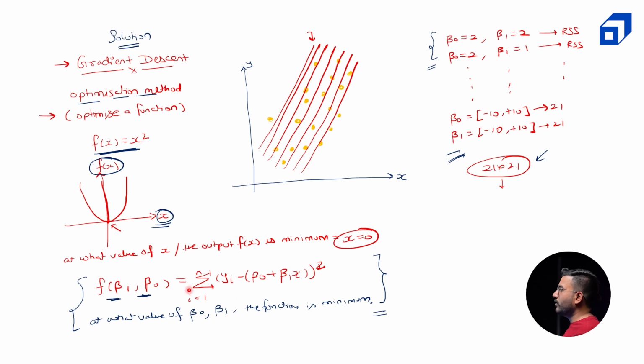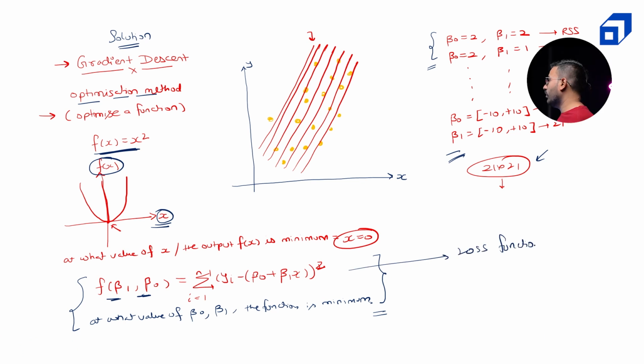this function is minimum. So this is also known as the cost function or the loss function. And I want to find out the best value of beta naught and beta 1 using the optimization technique, which is gradient descent. This is how we can find out the best fit line.